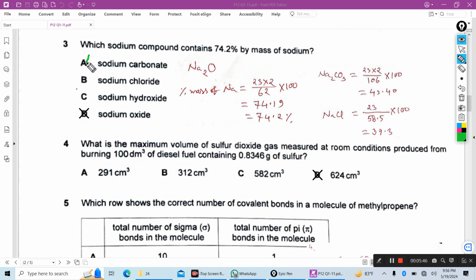So A is the wrong answer. Why? You see sodium carbonate has total molecular mass 106, 2 sodium, 23 times 2 divided by 106 into 100, that is 43.40. So this is a wrong answer. It does not give 74.2. Also, if you calculate sodium chloride, NaCl total molecular mass 58.5, in 58.5 sodium is 23, so in 100 it is 39.3. This is not the correct answer, so D is the correct answer.